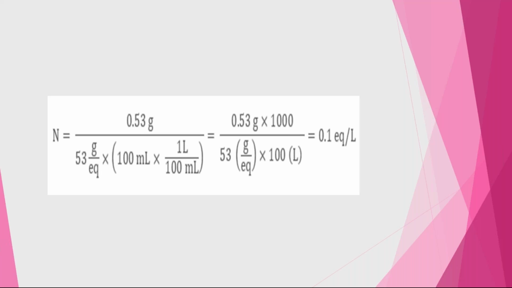So one normal solution or 1 molar solution is one and the same. There is no difference. So you just have to take 40 grams of sodium hydroxide and dissolve it in 1 liter or 1000 ml of water to get one normal solution or 1 molar solution of sodium hydroxide.